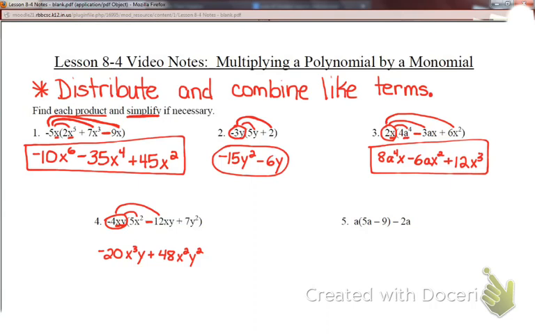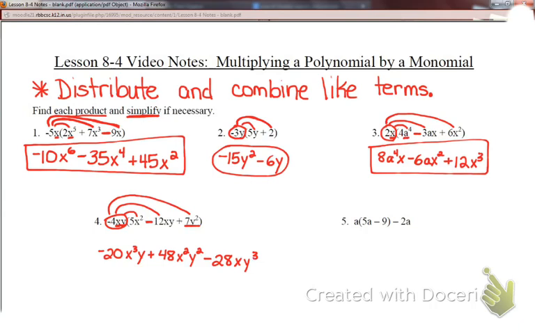And the last distributing to do, we have negative 4xy times positive 7y squared. Negative 4 times 7 is negative 28, so I'll put minus 28. X is going to stay x because there's not another x in this last term here. But then the y is multiplying a y squared, so that'll bump up to y to the third.